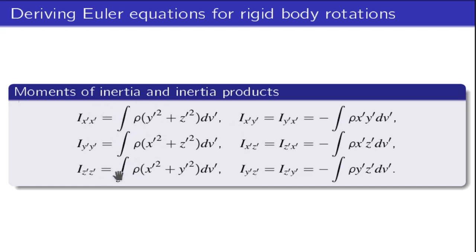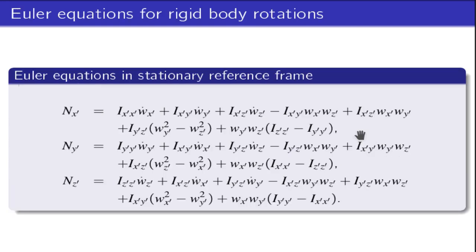Three of them seen on the left are known as moments of inertia, and 6 of them on the right are inertia products. It is clear that there is a symmetry for inertia products, since one can change this x' and y', and the result of this integration does not change, and it is similar to the other integrals.